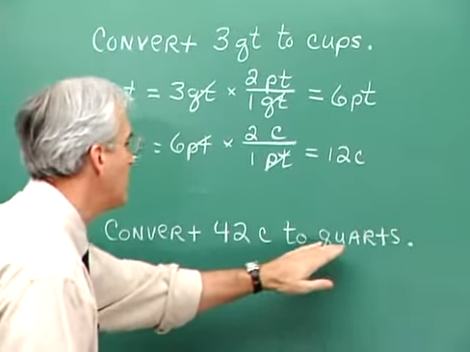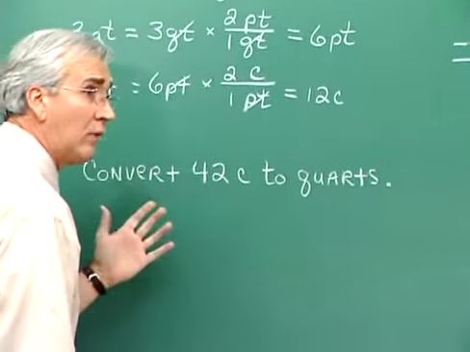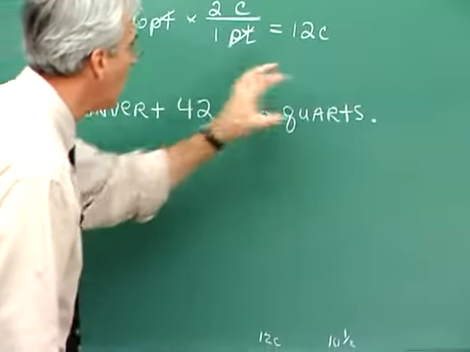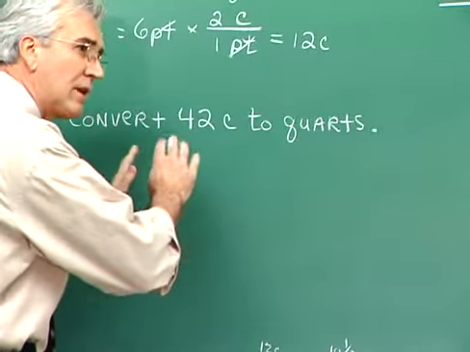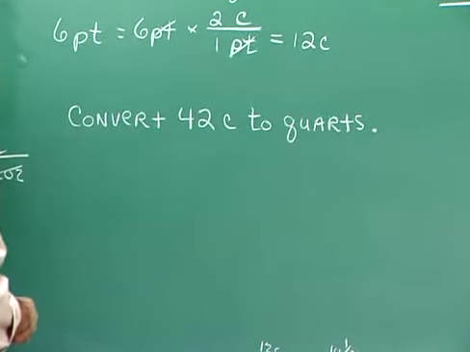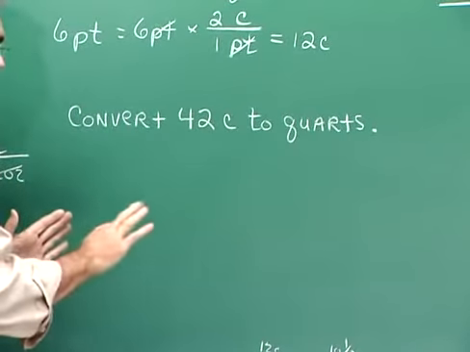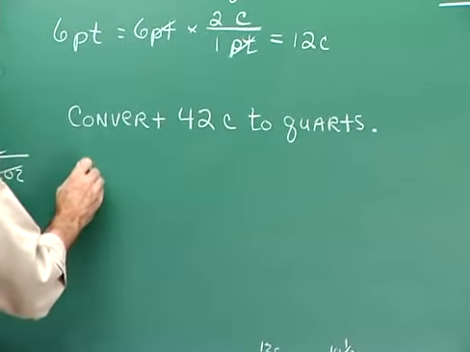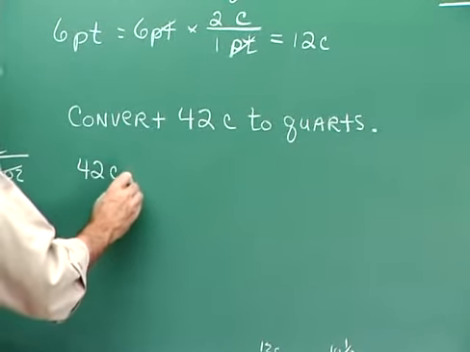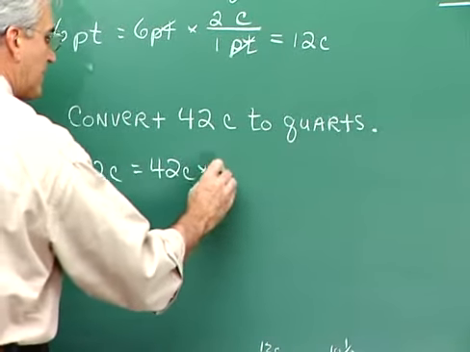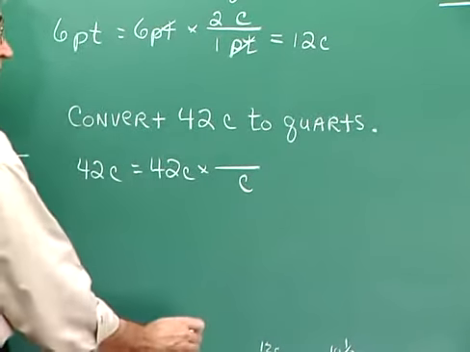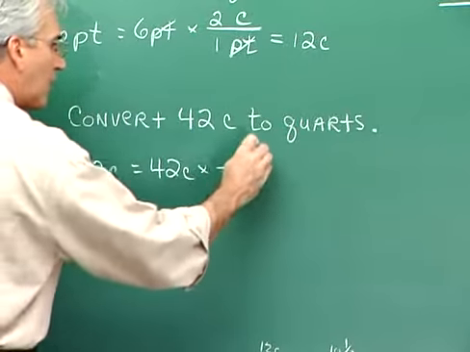Convert 42 cups into quarts. Now, we're going the other way. We have very small units here, and we're going all the way up to quarts. But again, we can go through this step-by-step way of accomplishing the conversion by going through the pint idea. And it works like this. It's 42 cups we think of as 42 cups times a fraction with some number of cups and pints in the numerator.